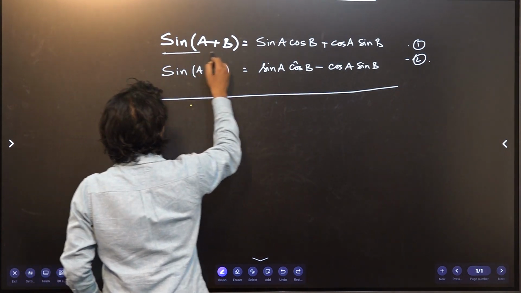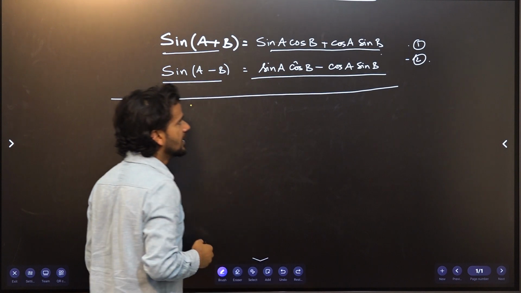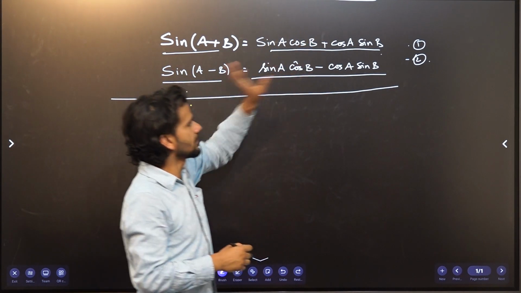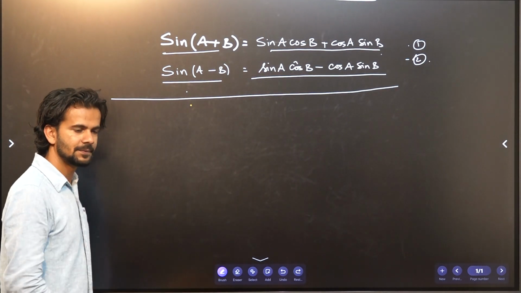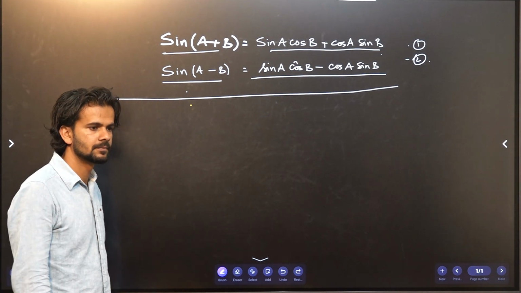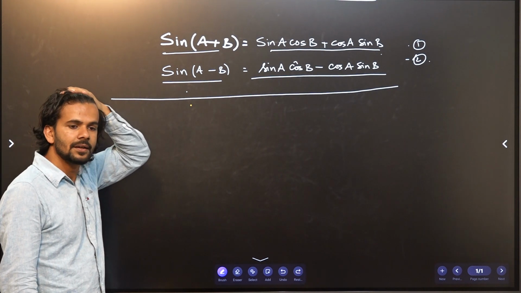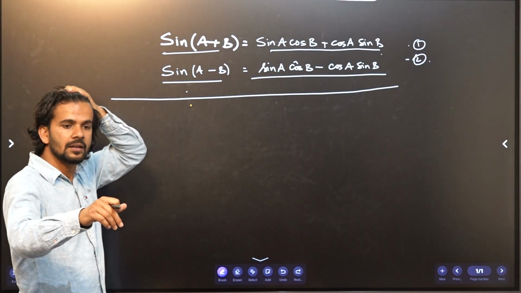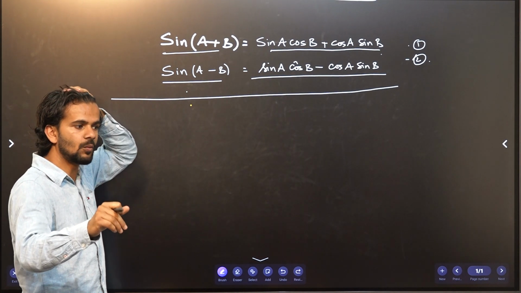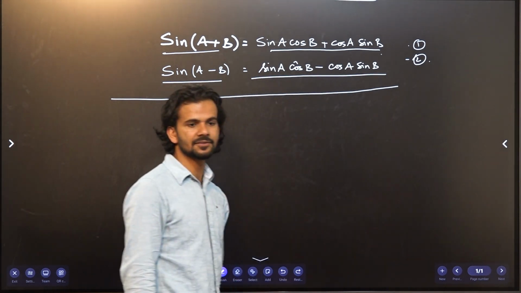That's also equal. So if I add this one and this one, it should be equal to this one and this one plus this one. What will happen? Can you see something interesting when you add these two? They will cancel one another. Cos A sine B plus that and minus, they will cancel each other.